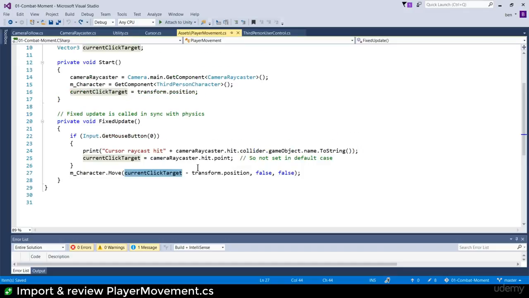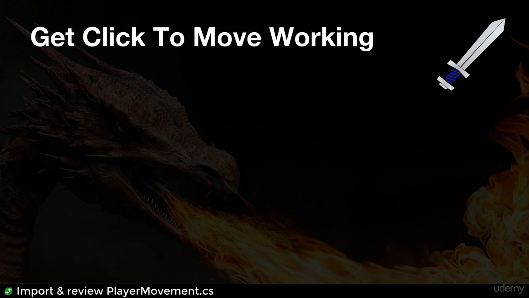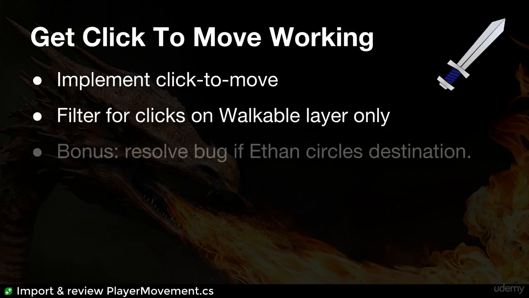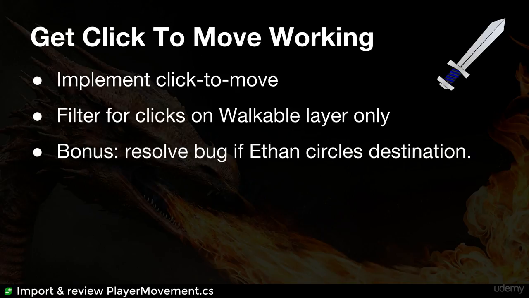As simple as that. So here's your challenge. Get click to move working. I would like you to implement click to move. Filter for clicks on the walkable layer only, so you'll have to write a little bit more code to do that. And as a bonus, if you find a bug with Ethan circling around his destination, try and solve that as well. But that really is a bonus. So pause the video, have a go, see if you can get this movement working in your game now. Remember, you're building your RPG, not our RPG. I want you to build your dream RPG.